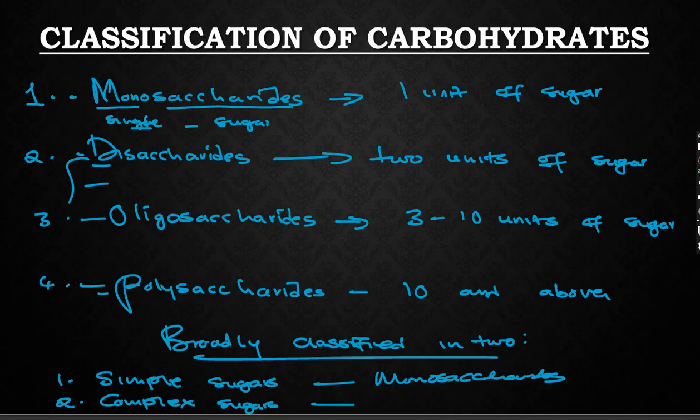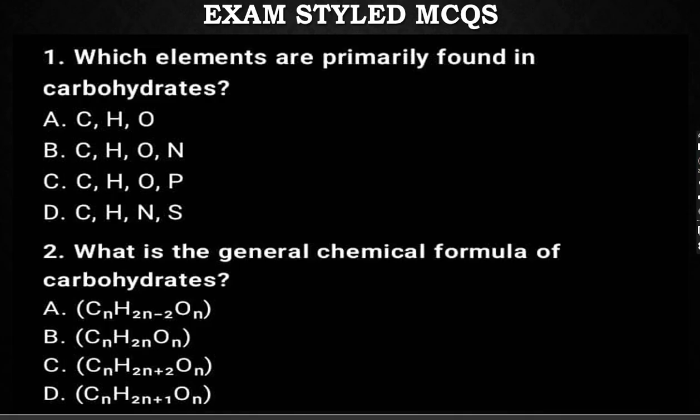Now that you understand this, let's go ahead and do some exam questions. You see how questions come. Which elements are primarily found in carbohydrates? This is what I was talking about. Carbohydrates are made up of the elements carbon, hydrogen, and oxygen. So this is our correct answer.